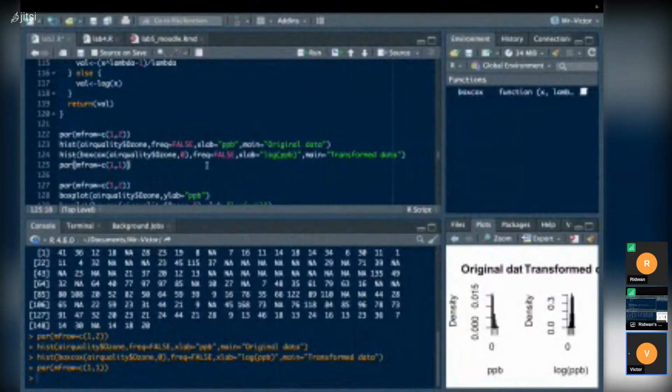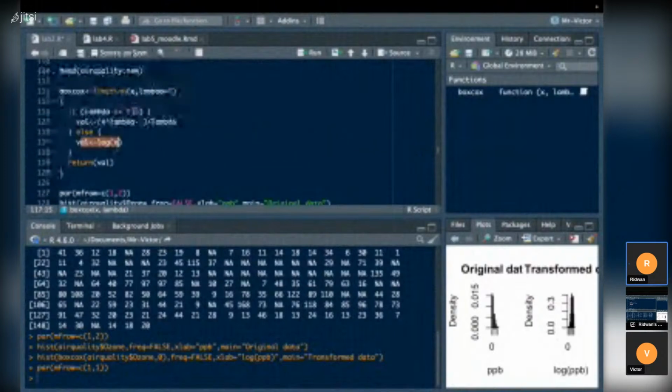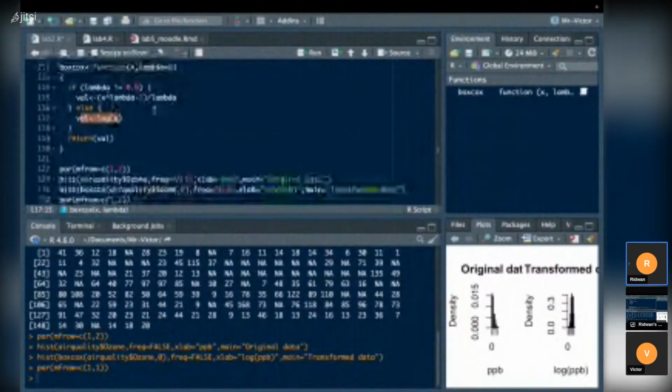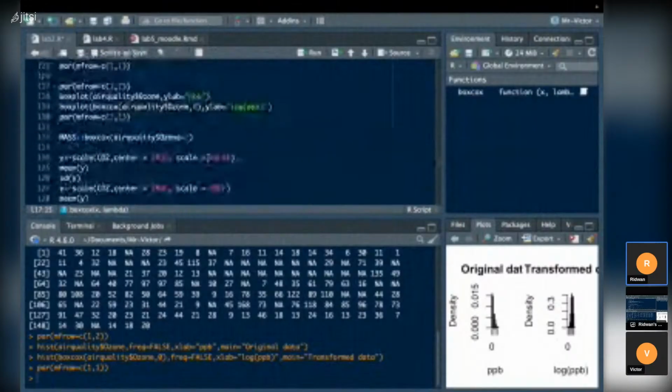I mean, what is the lambda here? That's what I'm trying to say. Lambda is zero. Once lambda is zero, this is the formula it is going to use. Else, this is what it will use, when lambda is not equal to zero. Can you see it? Yes. But once it is zero, this is the formula it's going to use. Okay.